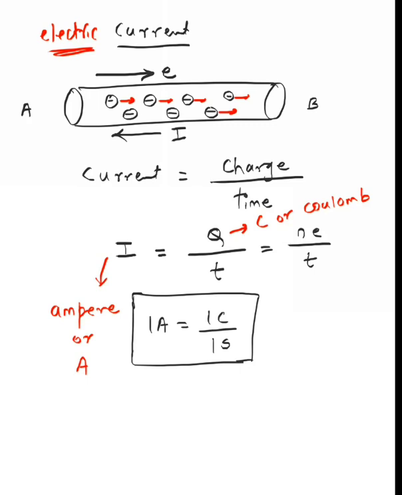Then there are some more units of current, guys. One of them is milliampere, which is 10 raised to minus 3 ampere. If it is microampere, it will be 10 raised to minus 6 ampere. You must have noticed we have not discussed any unit bigger than ampere.